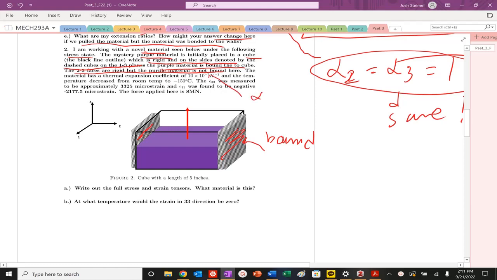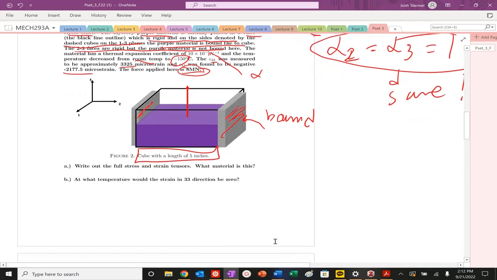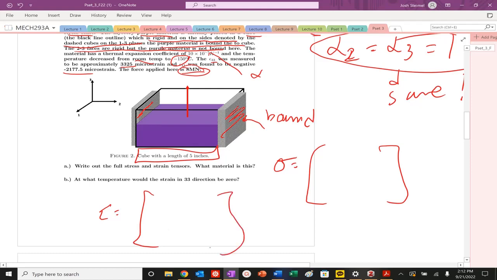The material has a thermal expansion coefficient value. Temperature decreases to minus 150. We are given strain measurements and we're given applied forces. So we need to write out all the stress and strain tensors and do lots of good and fun things in this problem. Cube has initial side length of 5 inches. So we don't know what our material is. We have our coordinate system.